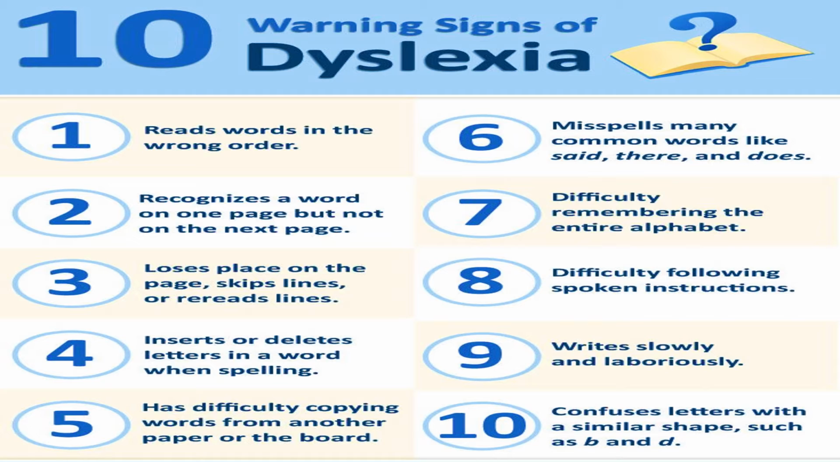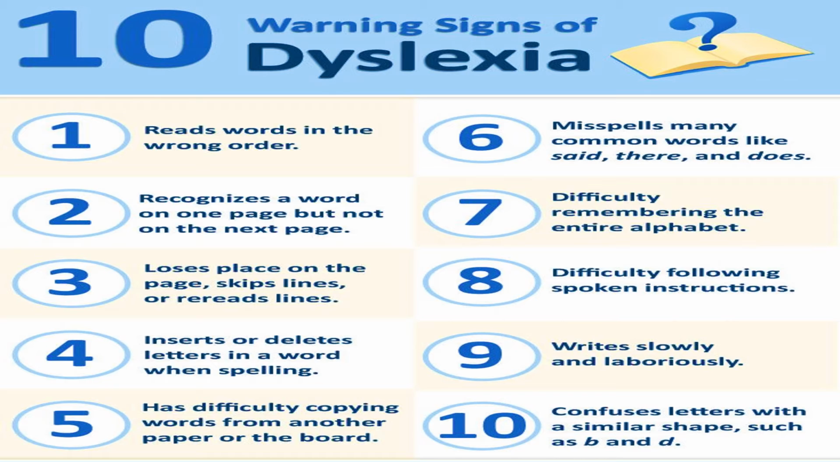Number six is misspells many common words like said, there, does, like, etc. Number seven, difficulty remembering the entire alphabet. Number eight is difficulty following spoken instructions, multiple instructions, and I have also mentioned it in my previous video. Number nine is writes slowly and laboriously. He or she is unable to write in a very smooth manner like other children. Number ten is confuses letters with a similar shape, for example, B, D, P.